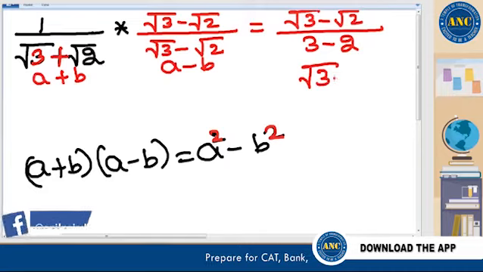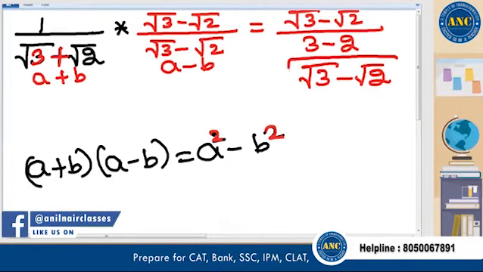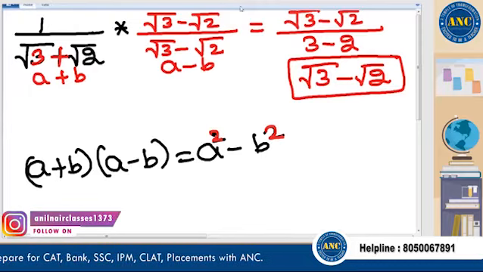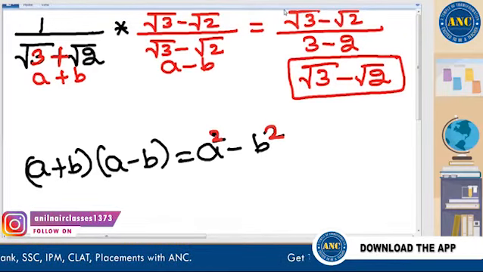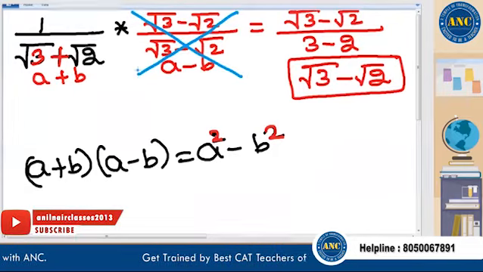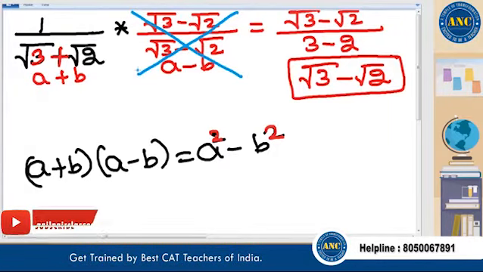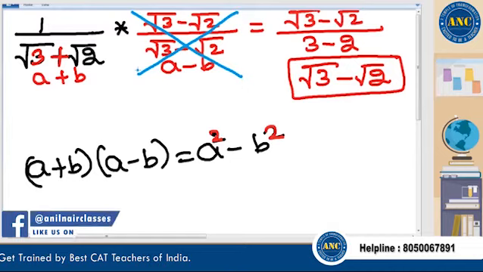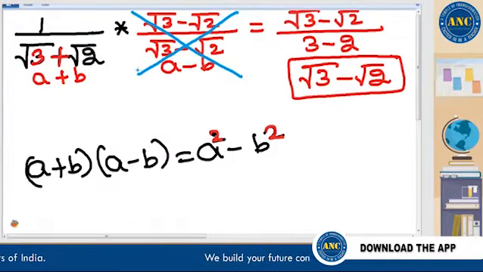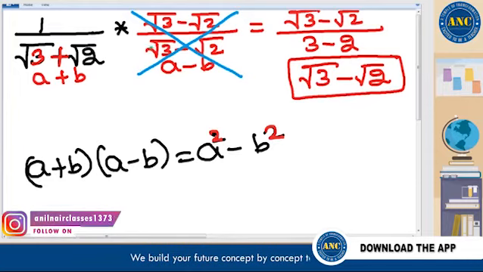So your final answer for this question is root 3 minus root 2. Now this is the normal way of doing it, but I told you in the morning session that you should not write all these intermediate steps in the examination and kill your time. That is really not required unless you have a lot of confusion. Try to avoid all these intermediate steps.